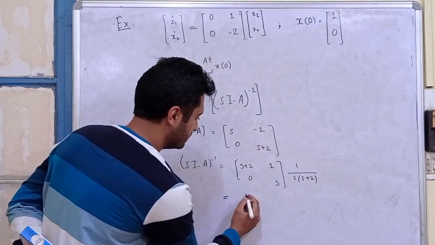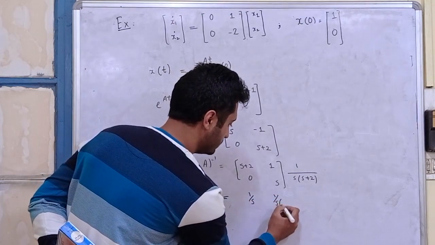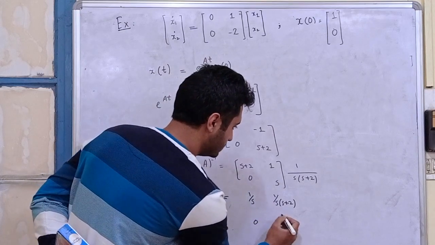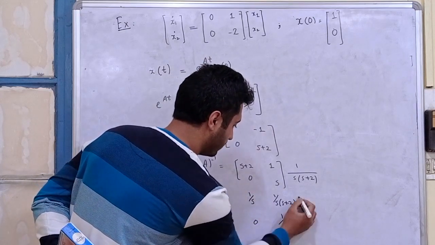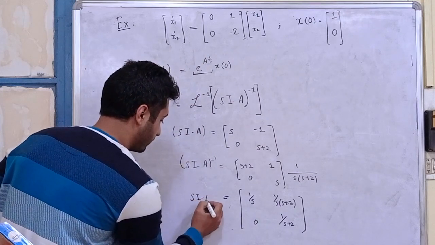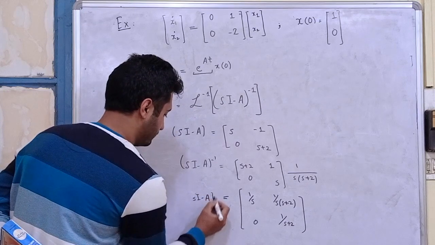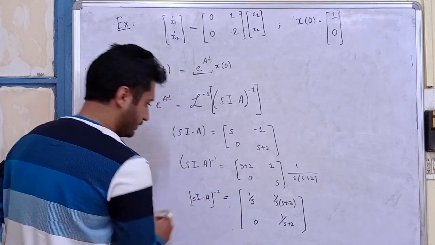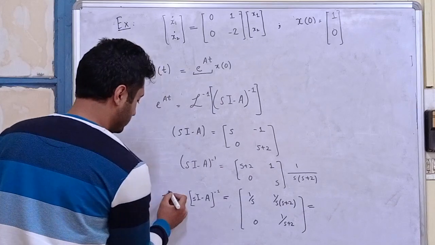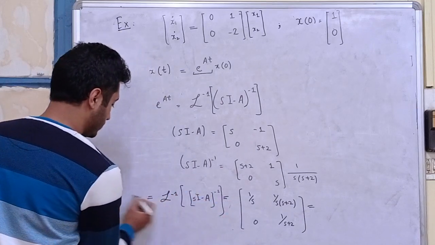तो उसको आप ऐसे भी लिख सकते हो, 1 by s into s plus 2. ये तो 0 ही है. And this is 1 by s plus 2. ऐसे लिख सकते हैं. This is your sI minus A inverse. This is in the Laplace domain. तो इसका Laplace inverse लो. And that will be your e to the power At. If you do the Laplace inverse of this, that will give you e to the power At.